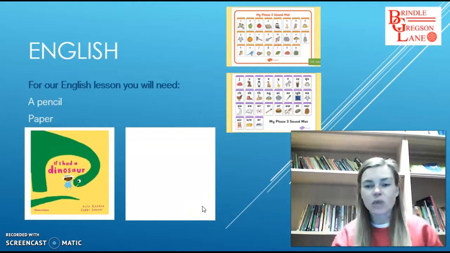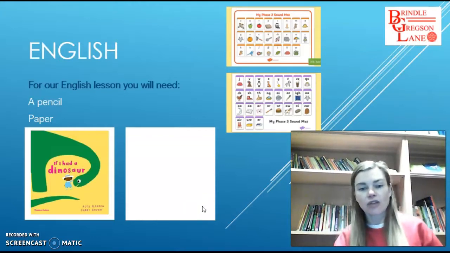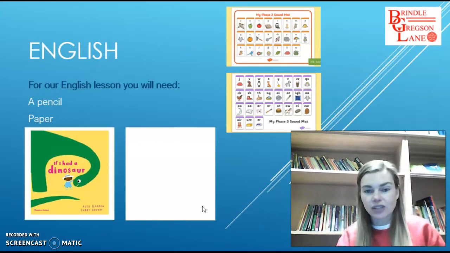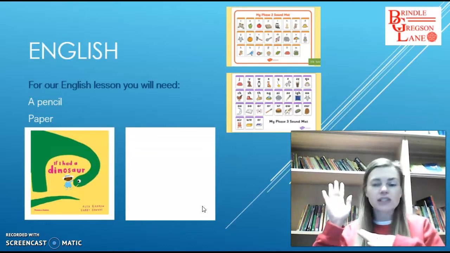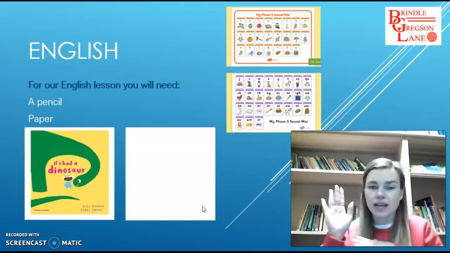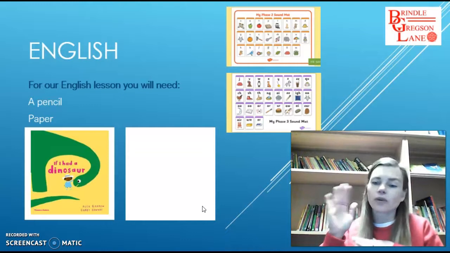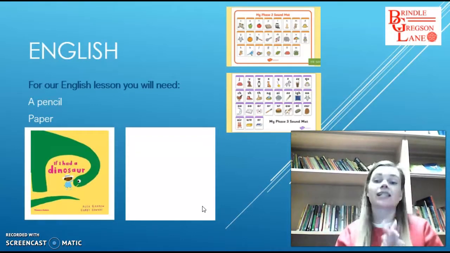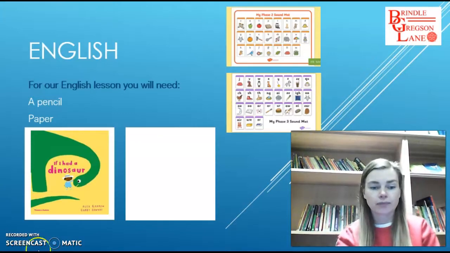For today's lesson we are going to be working on the book, the same book as yesterday, If I Had a Dinosaur. You will need for today's lesson your two sound mats, your Phase 2 and Phase 3 ones, and you will also need a blank piece of paper or your exercise book to write in.